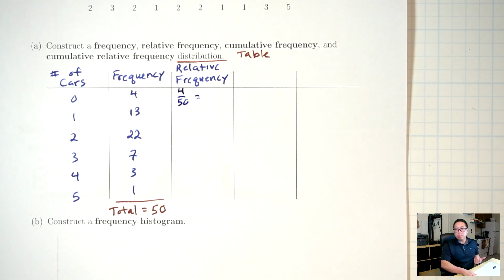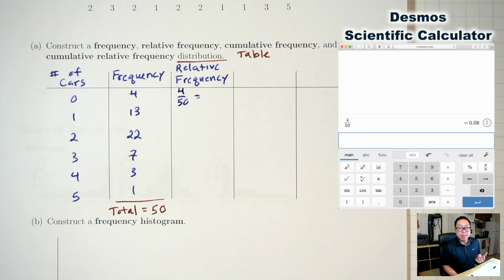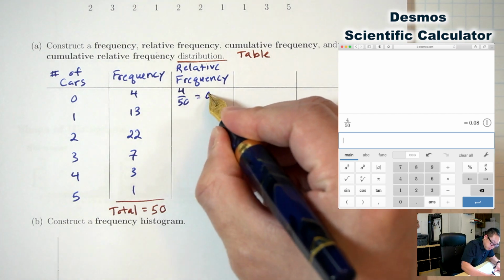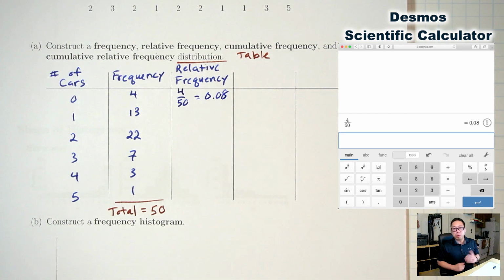On a calculator, I'm going to do 4 divided by 50. I'm using the Decimal Scientific Calculator, so just Google Decimal Scientific Calculator. That's the one that I'm going to recommend for this class. So 4 divided by 50 is 0.08. For this class, if you need to round, we're going to round to 3 decimal places. But here, it's only 2 decimal places, so we don't have to round.